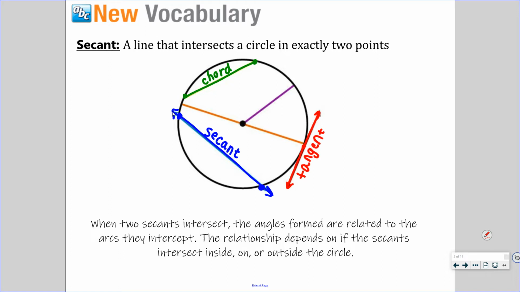Might as well keep going here with our circle vocab. Purple, what do we call that? Radius. That doesn't intersect my circle twice, but that wouldn't be classified as a tangent line. Orange one, diameter.